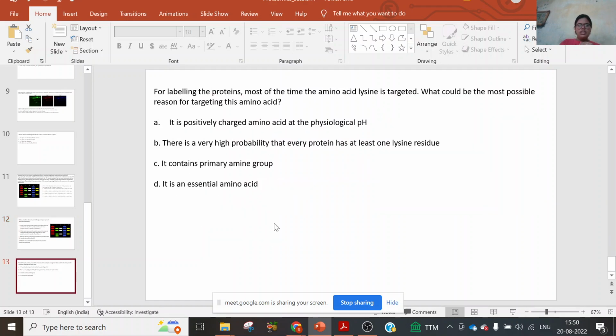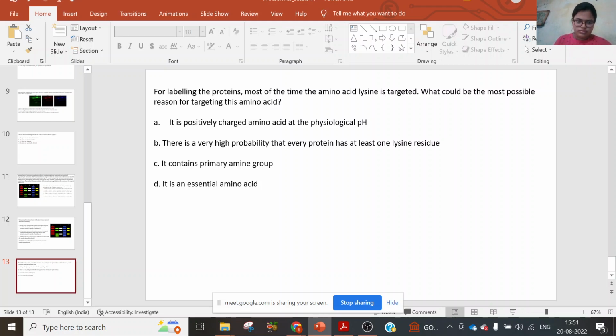Coming to the last question of this session. For labeling the proteins, most of the time the amino acid lysine is targeted. What could be the most possible reason for targeting this amino acid? Option A, it is a positively charged amino acid at physiological pH. Option B, there is a very high probability that every protein has at least one lysine residue. Option C, it contains a primary amine group. Option D, it is an essential amino acid. So what is the correct option?